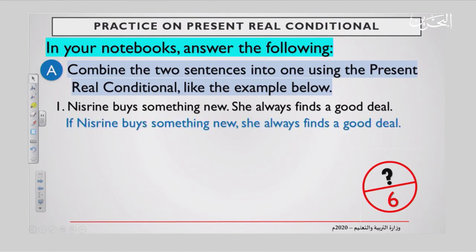If Nasreen buys something new, comma, she always finds a good deal. So what has changed? We added if in the beginning, in the if clause part of the sentence. And then we added a comma at the end of the if clause. And then we lowercased the s in she in the main clause.